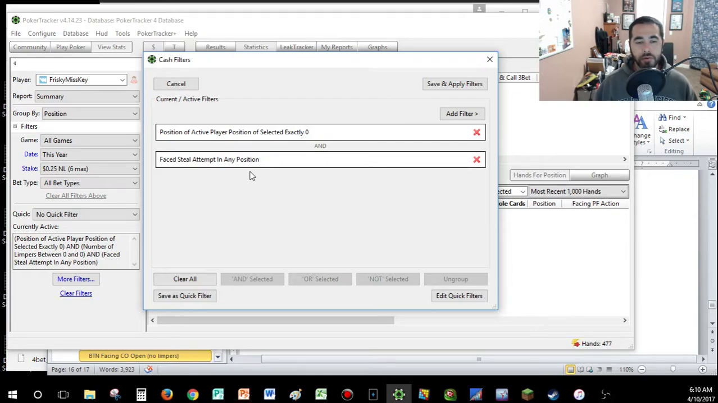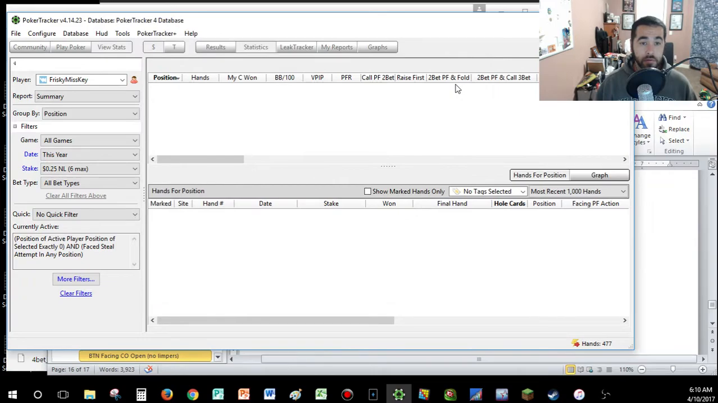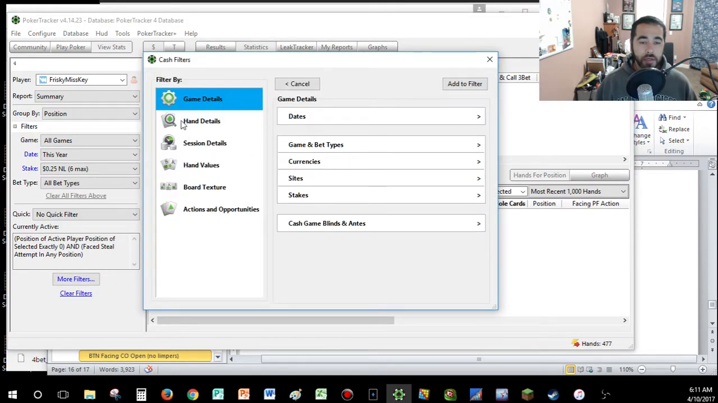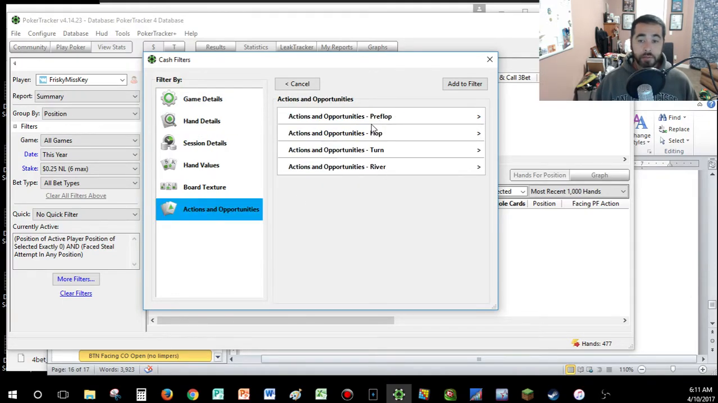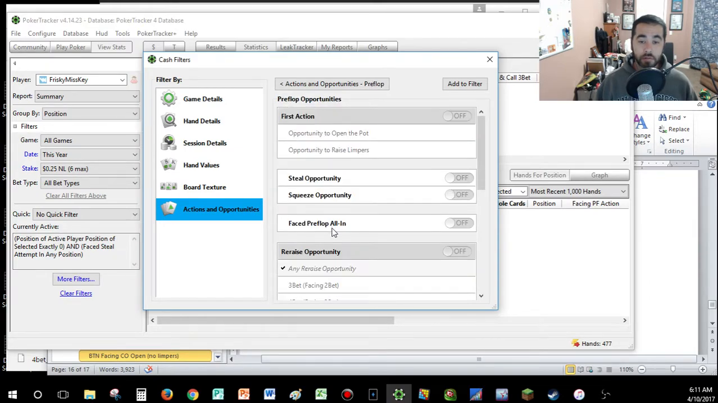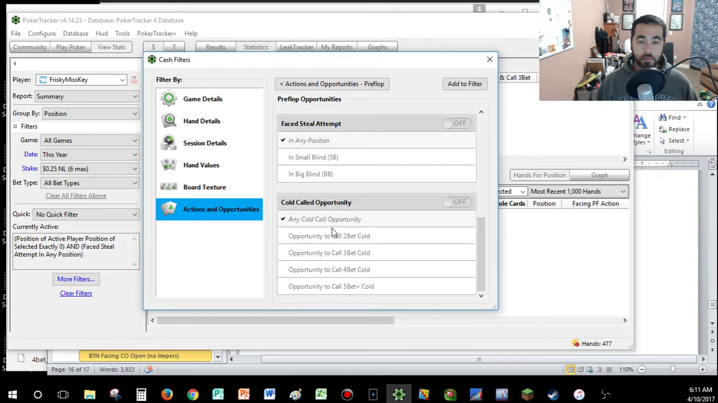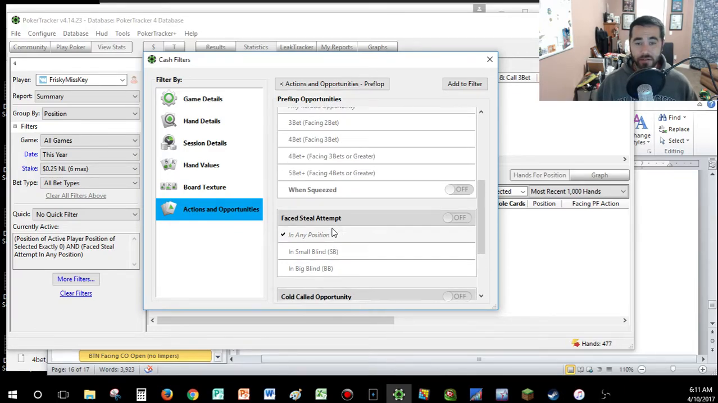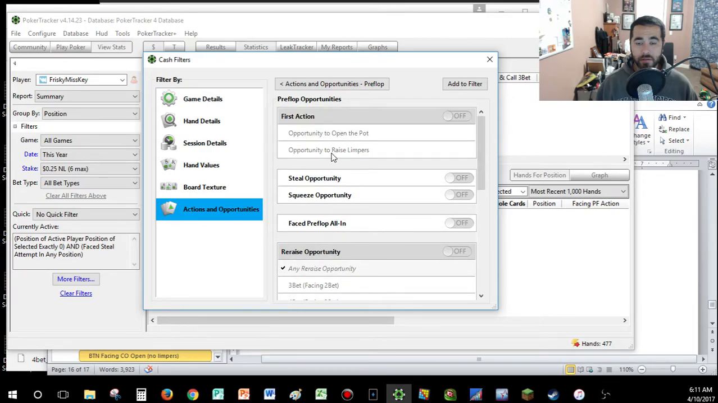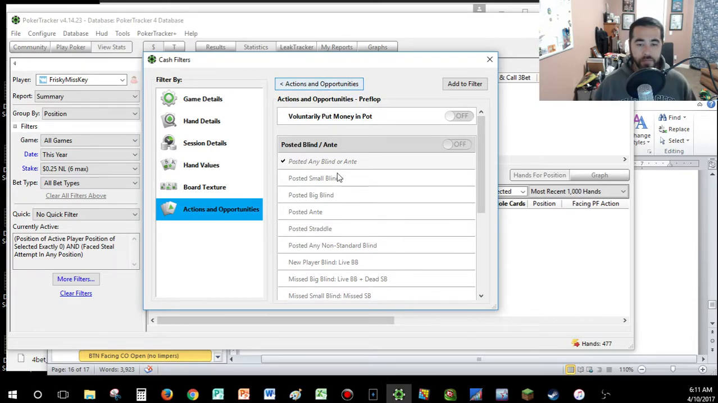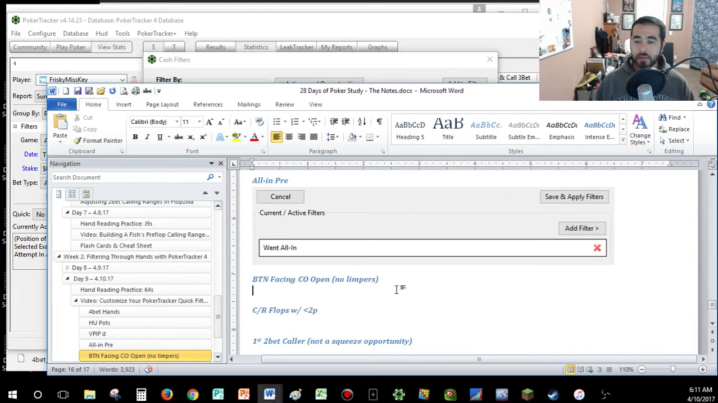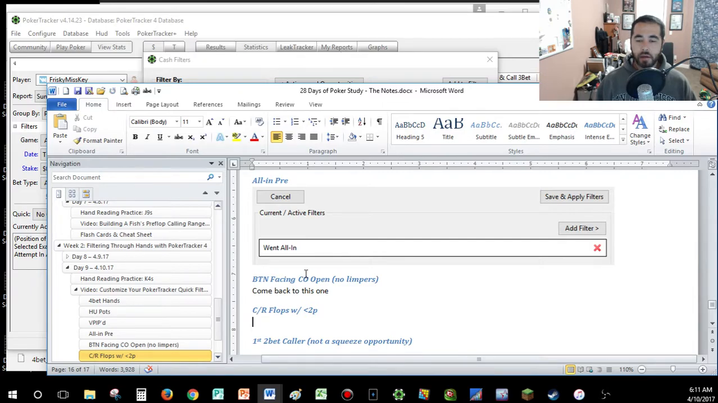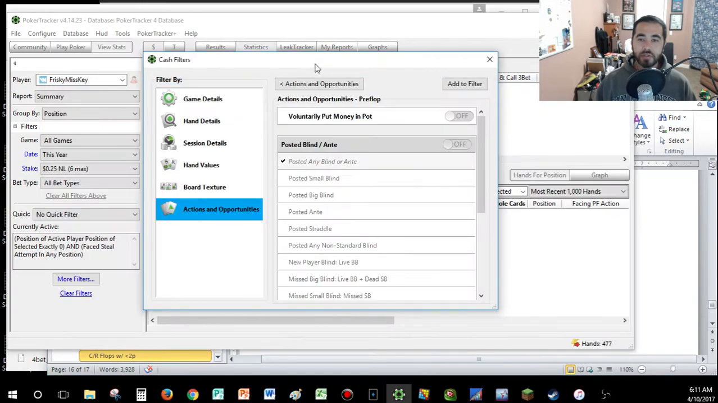Let's get rid of this. No limpers. Skip the limper thing. Active player is exactly 0, which is the button. Facing a steal attempt. So it's only talking about a steal attempt, so that's not it. That part of the filter is only... So I guess you're not technically facing a steal. We'll come back to this one, because I want to figure out how to target a specific opener. So check raise flops with less than 2 pair.